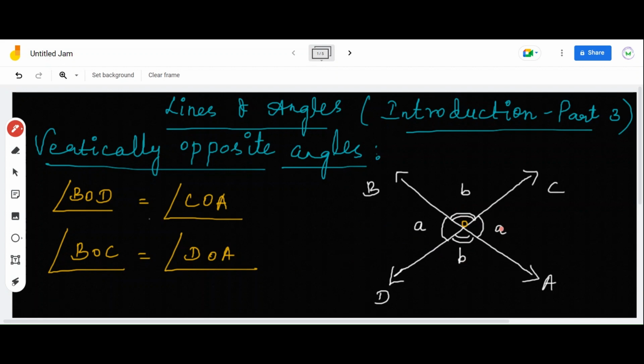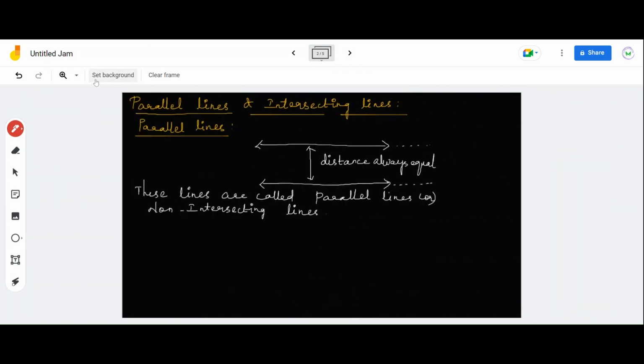So in this figure, how do you write vertically opposite angles? Angle BOD, where is it? Angle BOD is equal to angle COA, and angle BOC is equal to angle AOD. Both placed vertically opposite are called vertically opposite angles, right?